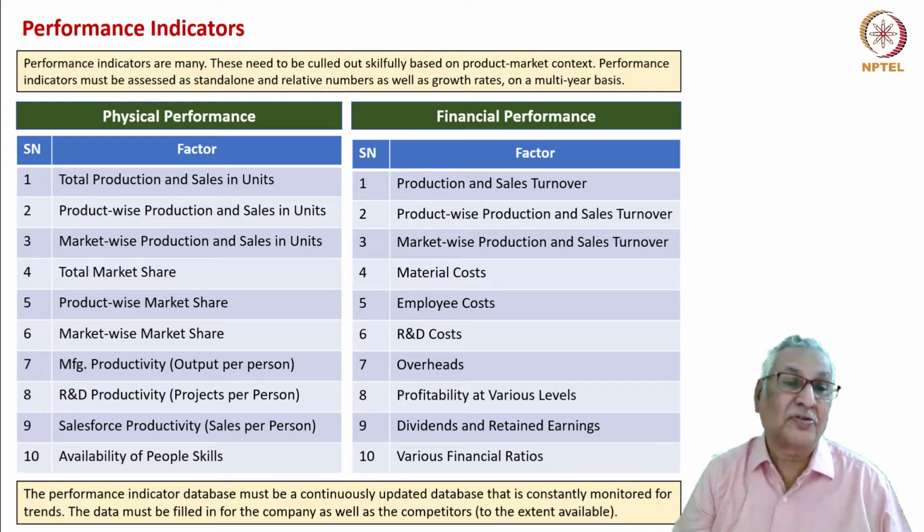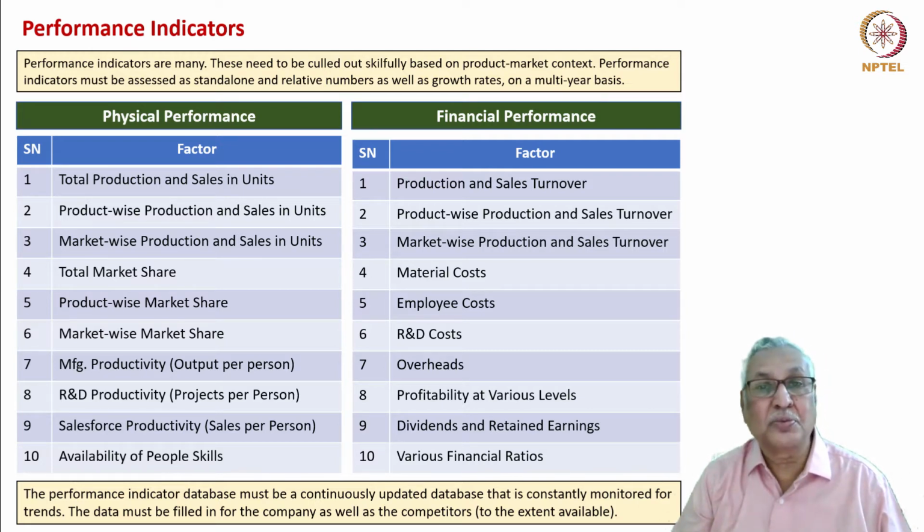Some of the factors relevant for physical performance are as follows: total production and sales in units, product wise production and sales in units, market wise production and sales in units, total market share, product wise market share, manufacturing productivity, that is output per person, R&D productivity, that is projects per person, sales force productivity, sales per person, and availability of people skills.